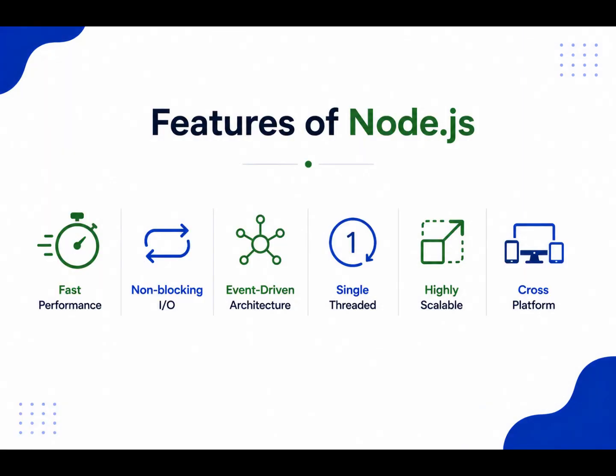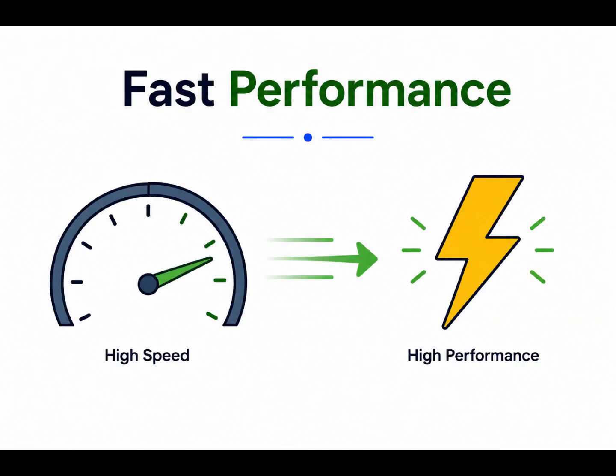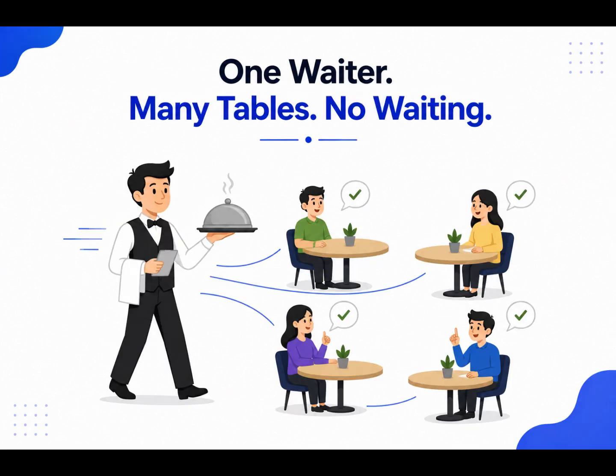So far, we have learned what Node.js is. To really know why companies use Node.js, we need to understand its features. So let's discuss them one by one. Fast performance. Node.js is built on Google's V8 JavaScript engine, which converts JavaScript code into machine code for fast execution. Asynchronous and non-blocking I/O. Node.js doesn't wait for one operation to finish before starting another, making applications much more efficient.